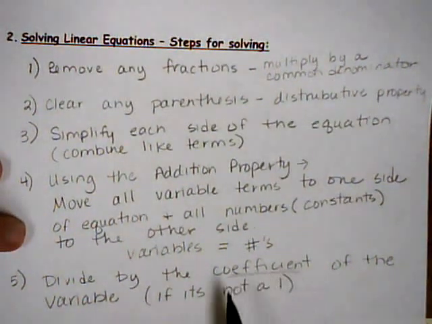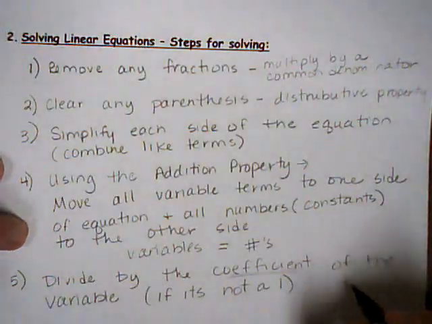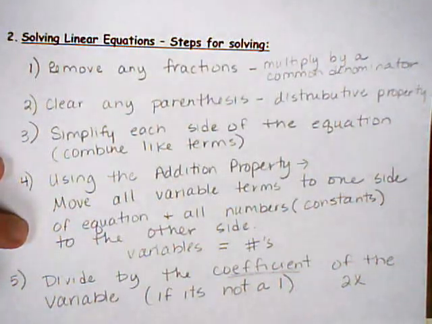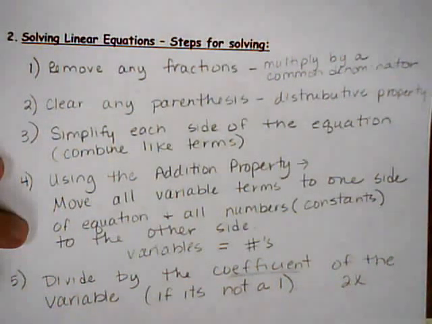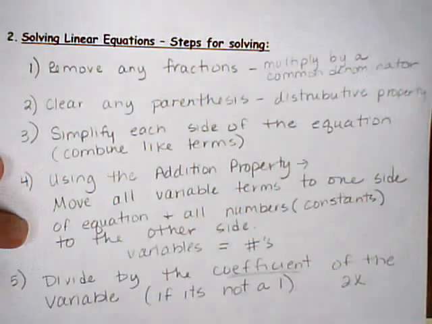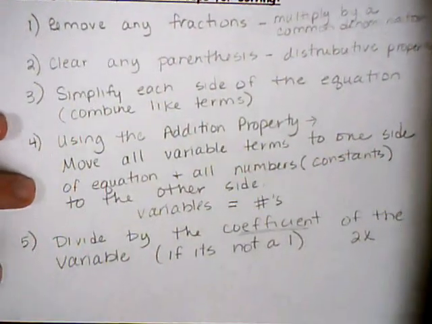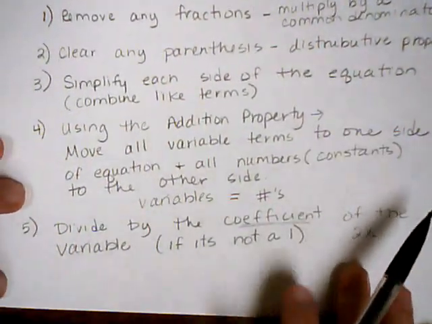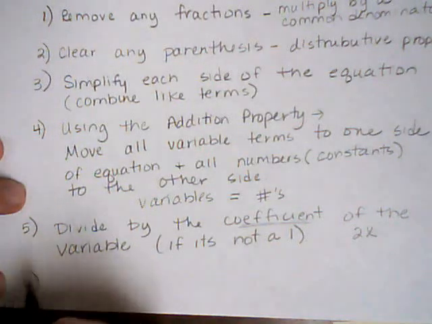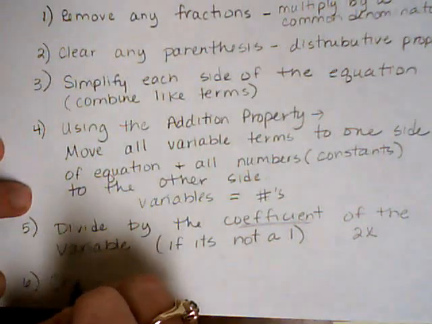What does the word coefficient mean? We talked about this before. It's the number that's in front of the variable. Okay, so if I have something like 2x, then that means I would divide by that number 2. Okay, if it's a 1x, we don't have to divide. That's why I say if it's not a 1, then you divide. If it is, then you're finished. Okay, and then last step is going to be to check your solutions.